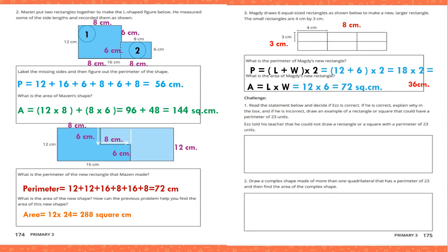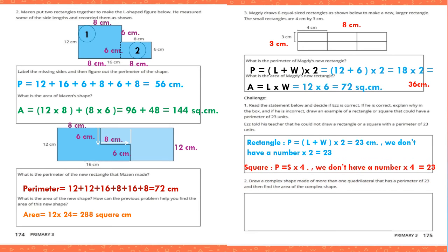Chris told his teacher that he could not draw a rectangle or square with a perimeter of 23 yards. So why do you think? Because we couldn't divide 23 by 2, and if the shape is a square, nothing times 4 will be 23.